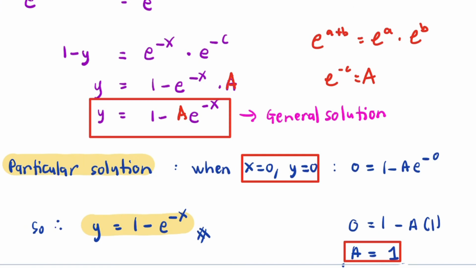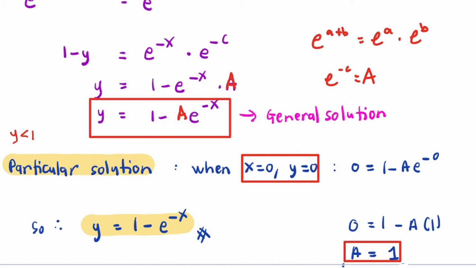However, this is not your final answer yet. Why? Because earlier on, you are given extra information. So the first extra information said your y is less than 1. This is proven here because your y is 1 minus A e to the power of negative x. So of course, this is less than 1. So settle with that. Now you are given extra information, x equal to 0, y equal to 0. Meaning that you need to use this extra information here in order to find your constant A.